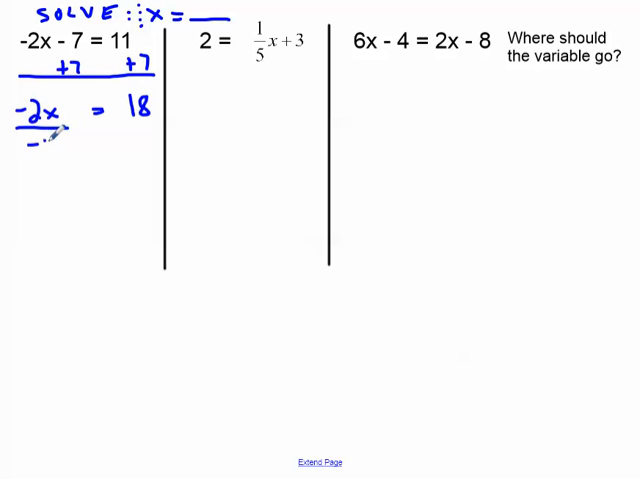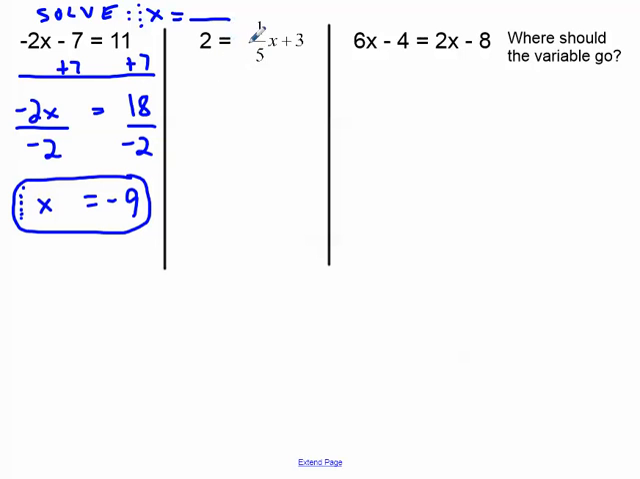I don't want to know what negative 2x is. I want to know what 1x is. So we divide by negative 2 so that on the left side, negative 2 divided by negative 2 is an invisible 1. X is still over here. On the right side, we just solve. 18 divided by negative 2, well, positive divided by negative is negative. 18 divided by 2, 9, and I'm done. 1x equals negative 9, and we're set.